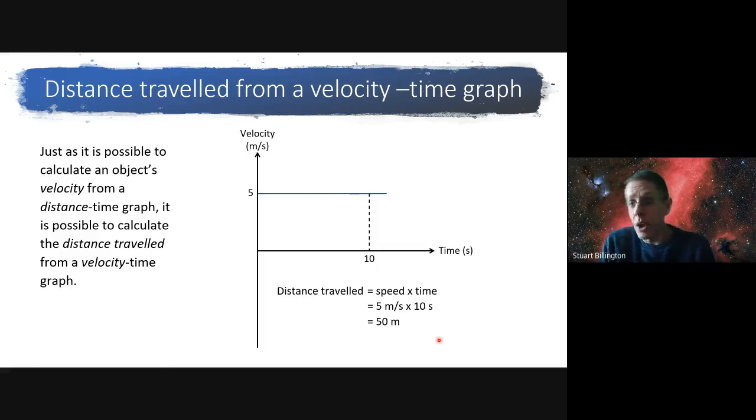The question is, which aspect of the graph shows us that the distance traveled is 50 meters? And the aspect is not the gradient of the line, it's the area trapped beneath the line. So if you just shade that rectangle in, you can see that that rectangle has a height of 5 and a width of 10. And you know from maths that the area of a rectangle is the two sides multiplied together, and 5 times 10 is 50. And so the area of the rectangle corresponds to the distance traveled.